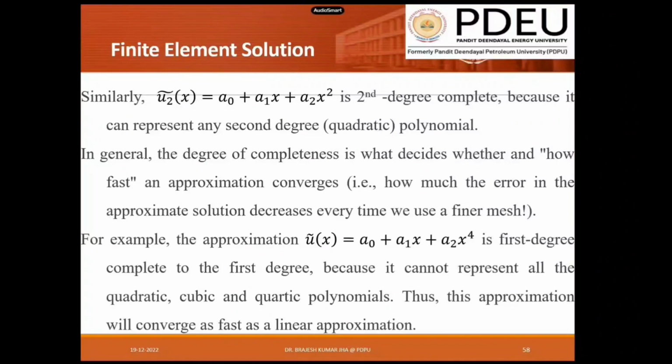But if we write A0, A1x and A2x^4, it is first degree completeness, because it cannot represent all the quadratic, cubic and quartic polynomials. So this approximation will converge only as fast as a linear approximation. So according to the element information, you can talk about the convergence.